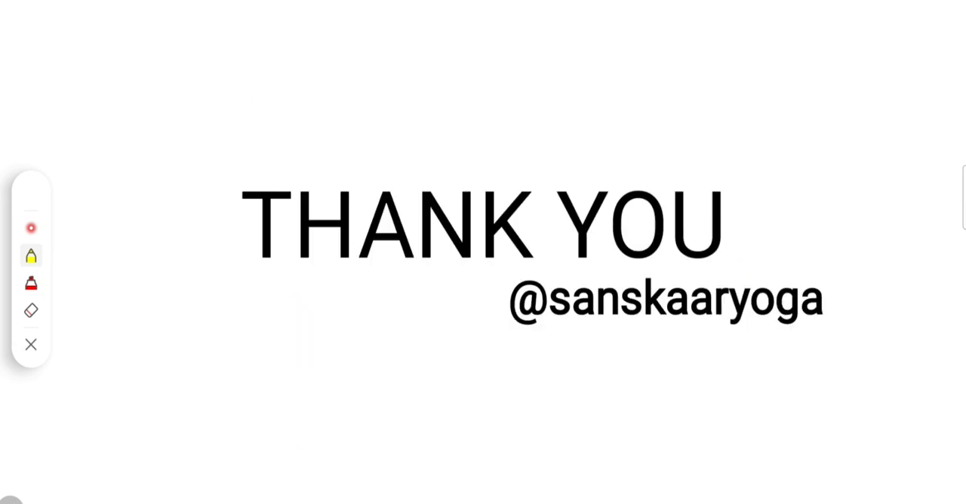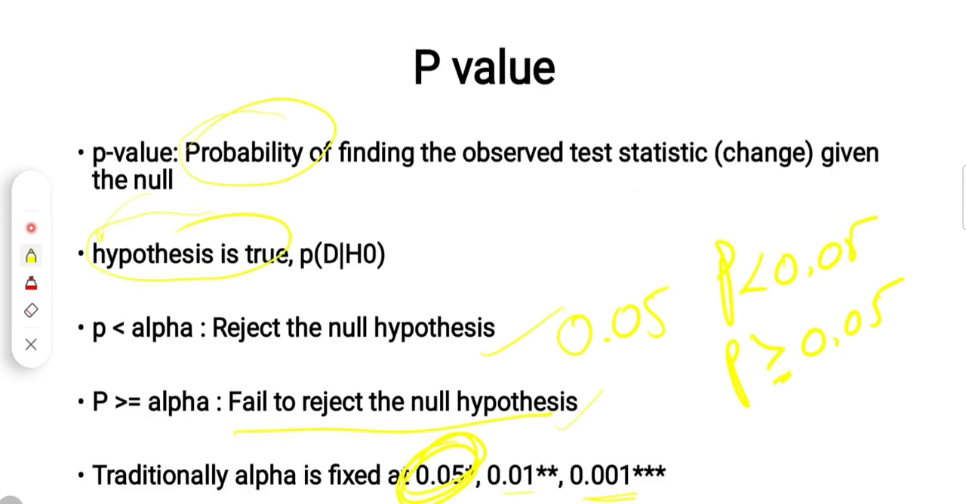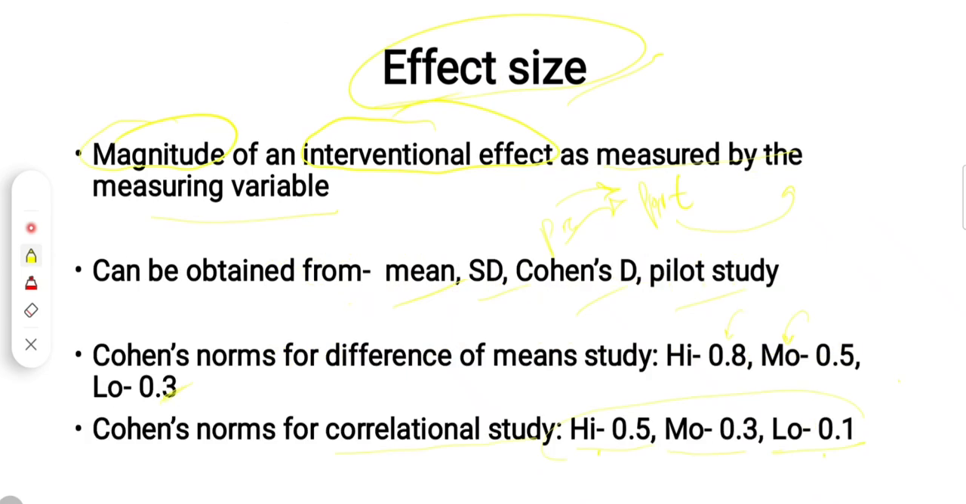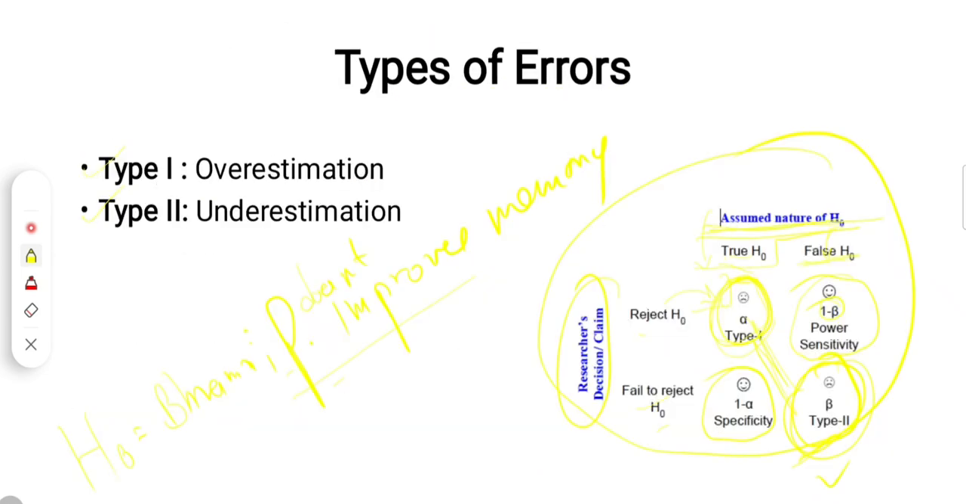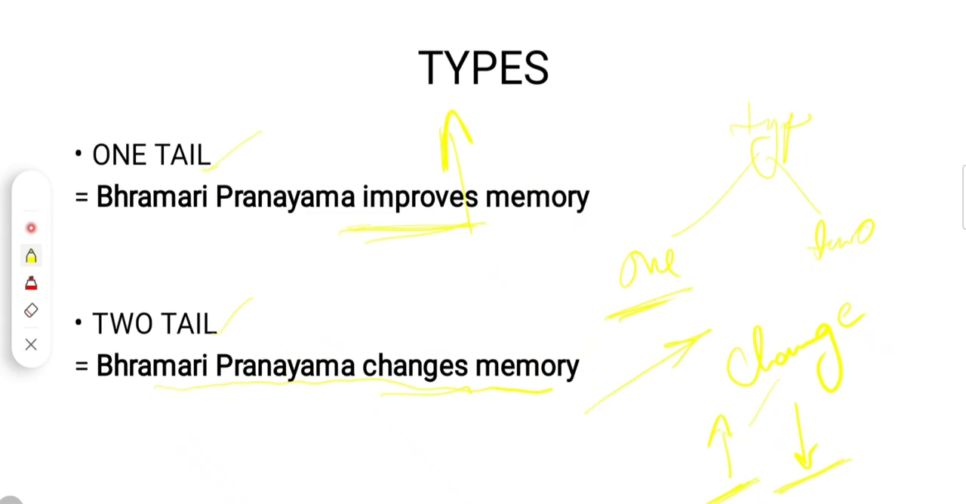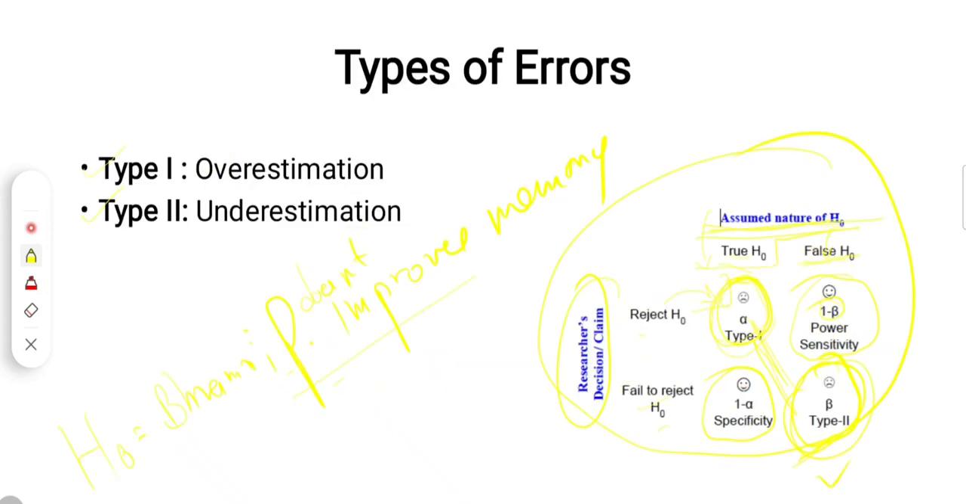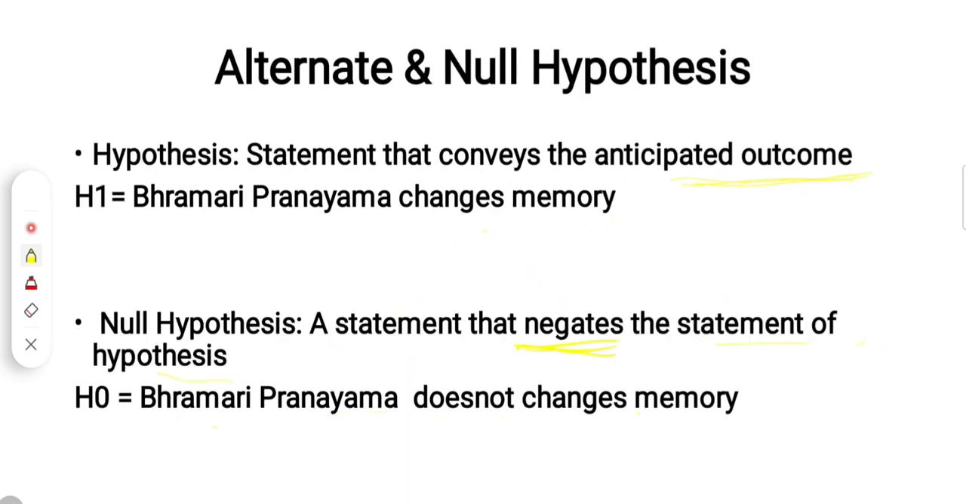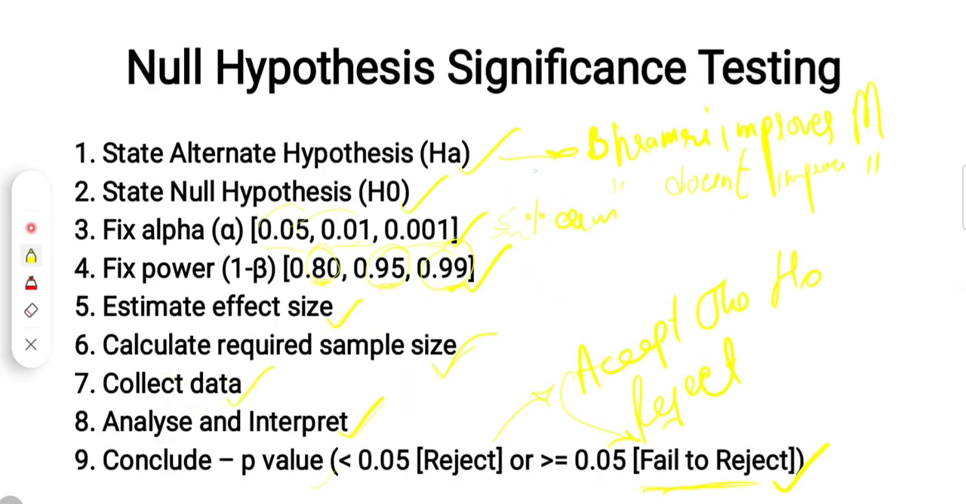So that's all for today, thank you so much, okay. Today we have discussed the p value, G power, sample size calculation, how to do effect size, errors, types of error, type 1, type 2, how it's overestimated, how it's underestimated, okay. We talked about types, 1 tail, 2 tail, hypothesis, null hypothesis, and the whole steps of null hypothesis significance testing, okay. So that's all for today. We'll talk about sampling techniques in the next video, okay. Thank you.